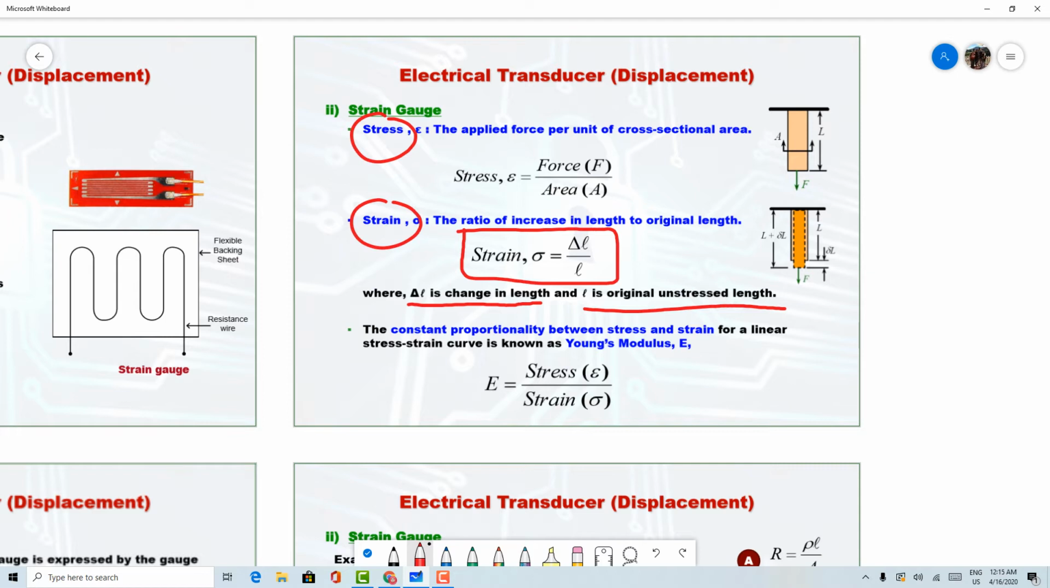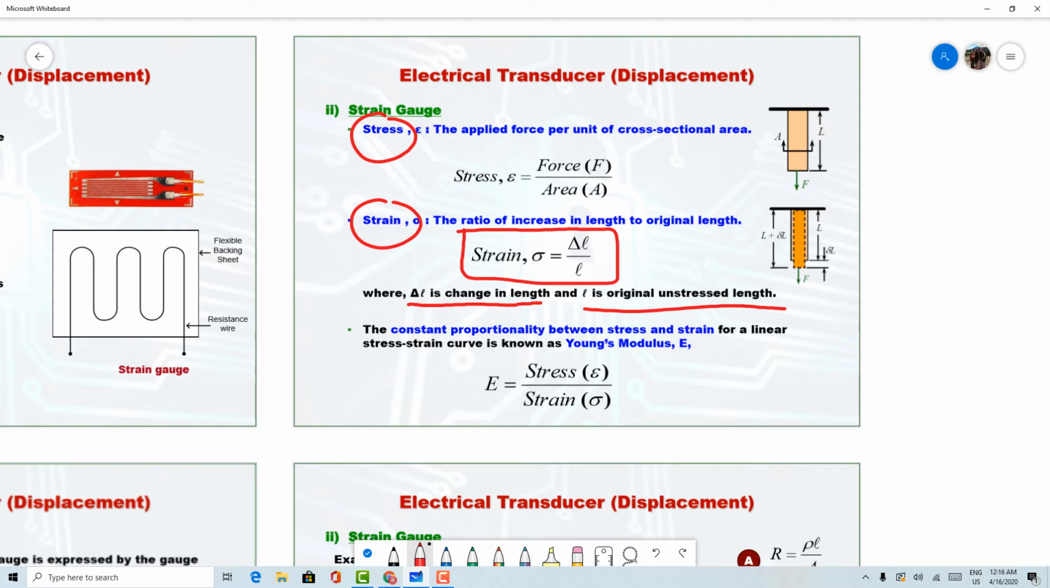That's strain. Another one is compression, meaning we compress the material. Compressive force presses on the sample of material. We can also calculate the compression stress and the compression strain. The formula is also the same: stress is force over A, and the strain is delta L over L.